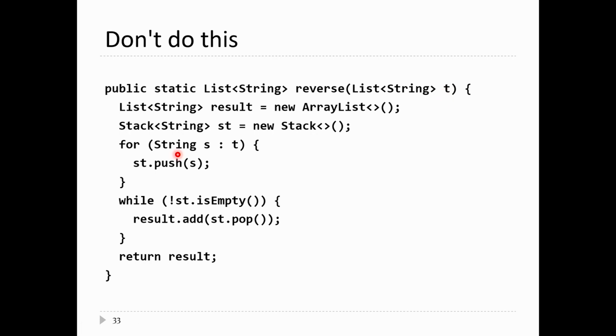So for each string S in T, push the string S onto the stack. And now pop the stack until it's empty. So while the stack is not empty, pop the stack, take the element, and add it to the result. And that gives you a reversed list.